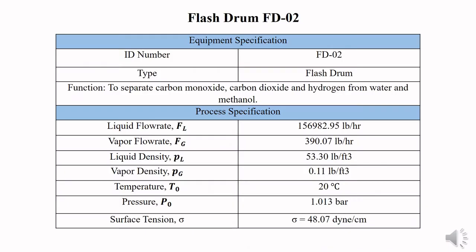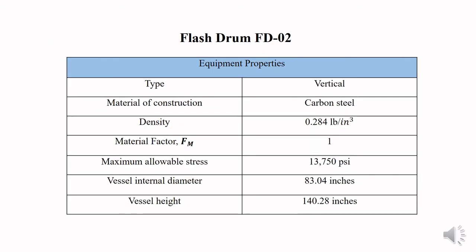This is the equipment specification for flash drum FD02. The function is the same as flash drum FD01, which is to separate carbon monoxide, carbon dioxide, and hydrogen from water and methanol mixture. And the process specification details of flash drum FD02 are as stated. The equipment properties for flash drum FD02 are also similar to flash drum FD01, except for their sizing, which is different in terms of their vessel internal diameter and vessel height.